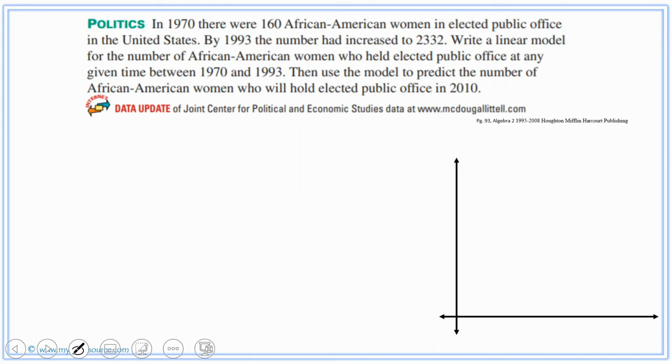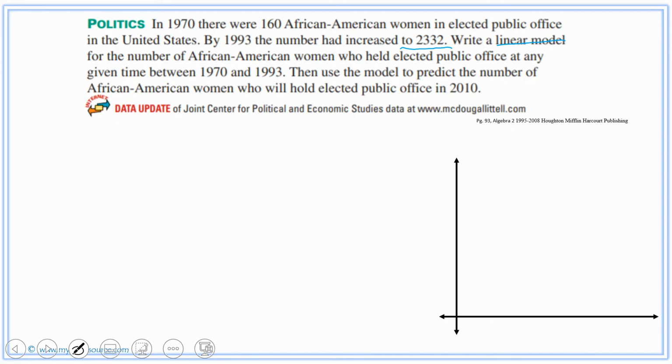All right, so with politics in 1970, there were 160 African American women in elected public office in the United States. By 1993, that number had increased to 2,332. Write a linear model for the number of African American women who held elected public office at any given time between 1970 and 1993. Then use the model to predict the number of African American women who will hold elected public office in 2010.